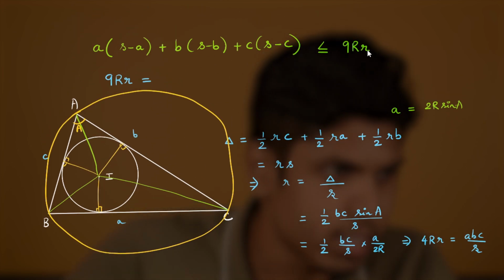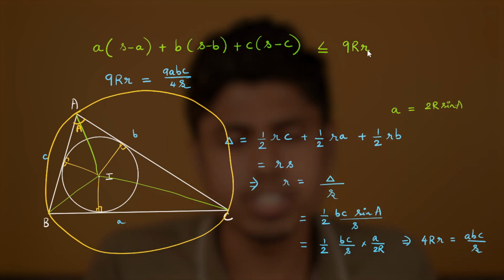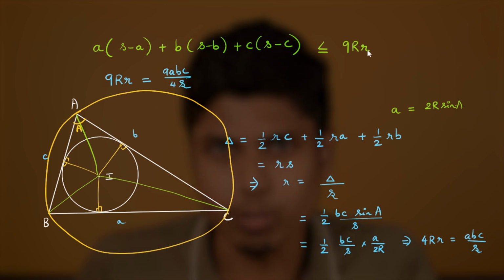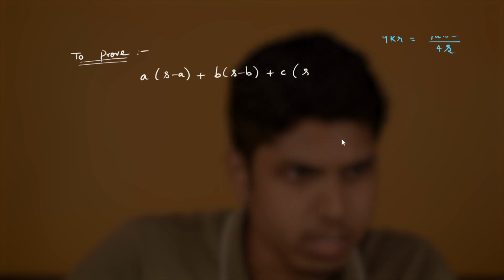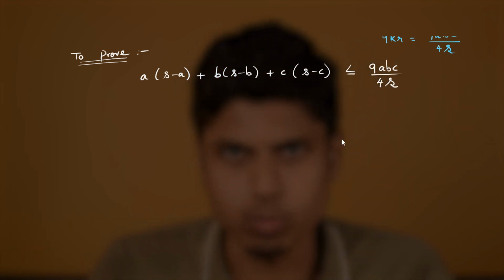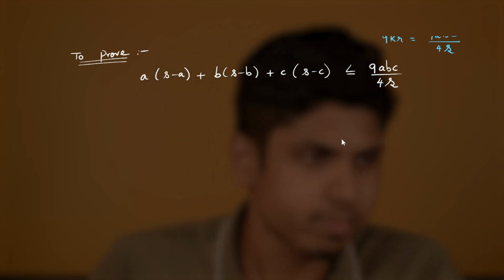So writing it here, we get 9abc by 4s, and hence it is just equivalent to proving that the left-hand side expression is less than or equal to 9abc by 4s. Now let's try that. So the statement to prove thus simplifies to a times (s minus a) plus b times (s minus b) plus c times (s minus c) less than or equal to 9abc by 4s, and recall that s equals (a plus b plus c) by 2. So now we have the entire expression in terms of just the side lengths of the triangle.